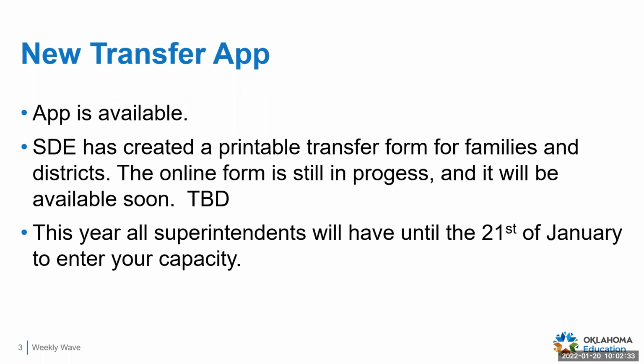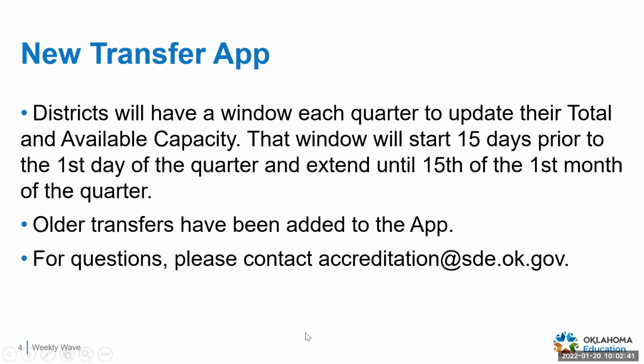This year, we've given the superintendents till the 21st to enter their capacity, but ongoing, districts will have a window each quarter to update their total and available capacity. That window will start 15 days prior to the first day of the quarter and be extended to the 15th of the first month of the quarter. So keep that in mind. Your older transfers have been added to the app. If you have any questions whatsoever about the transfer app, please contact the accreditation team at sde.ok.gov.